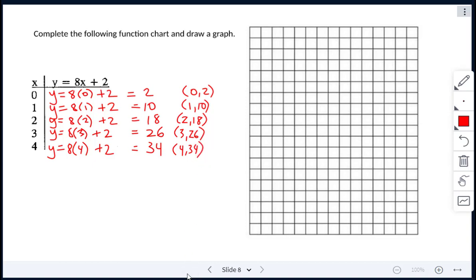There's our coordinates. But notice we don't have this scaled. So I'll fill in a scale here. So let's go up by 2's probably. 2, 4, 6, 8, 10, 12, 14, 16, 18, 20, 22, 24, 26, 28, 30, 32, 34. Because our highest is 34. Our highest for our x value is 4. So I'm just going to go ahead and do that scale, and then we'll fill our graph.